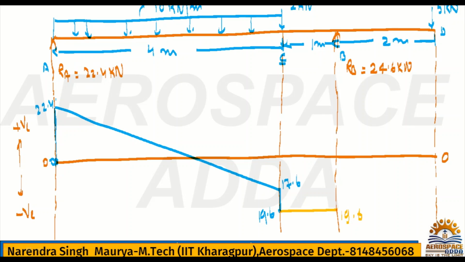So 5 kilonewton is a positive value. I have to go on the same line only, but in the upward direction, because I have to show the 5 kilonewton value.